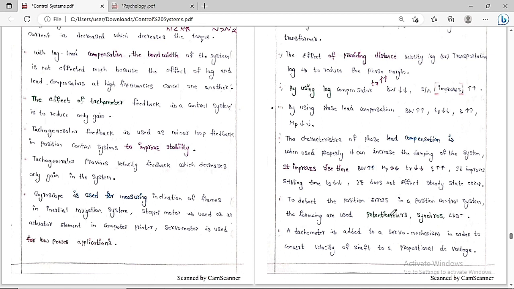The next point is to detect the position errors in the position control system. The following are used: either potentiometers, synchros, or the linear variable differential transformer, LVDT. So in order to detect the position errors in the case of position control systems, the following are used: the potentiometers or synchros or LVDT.